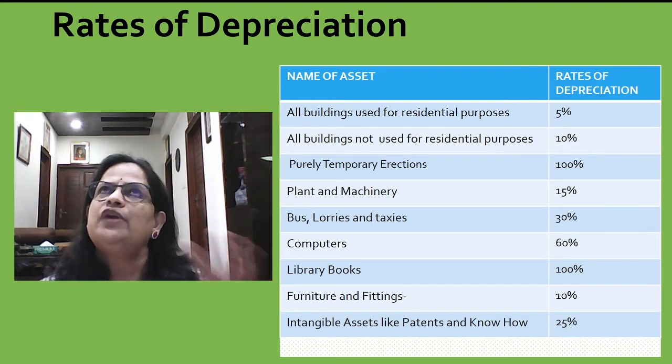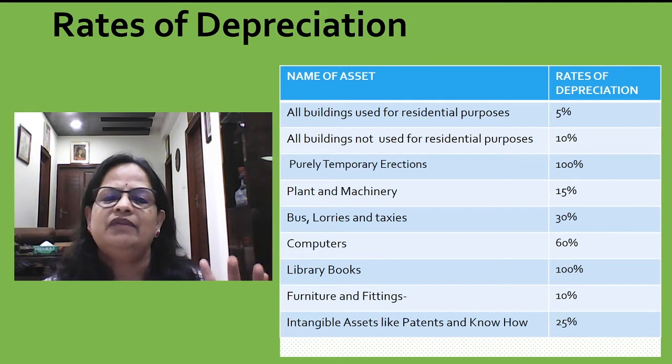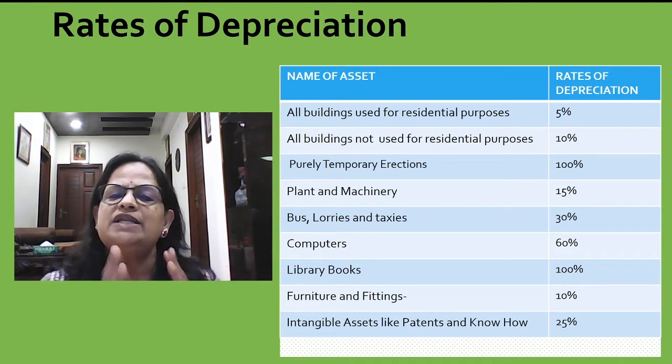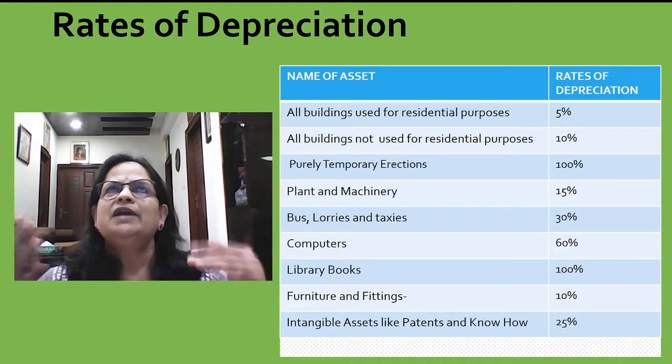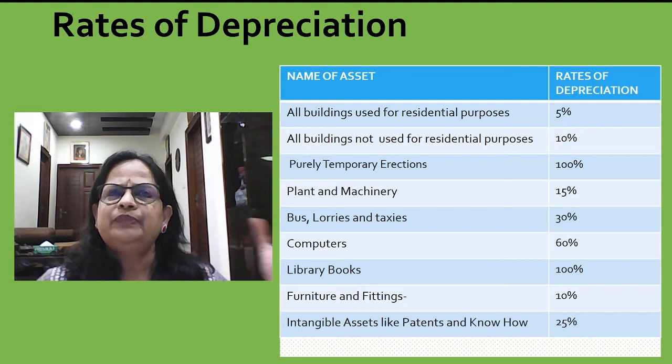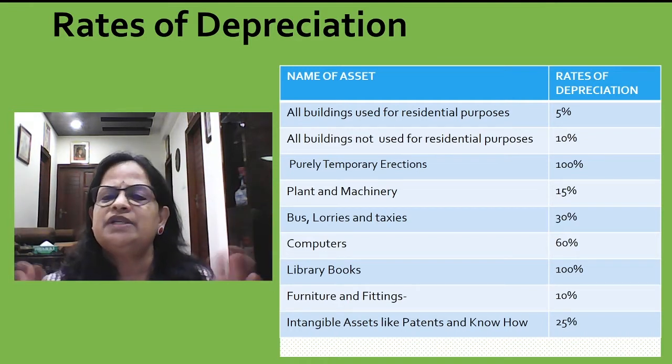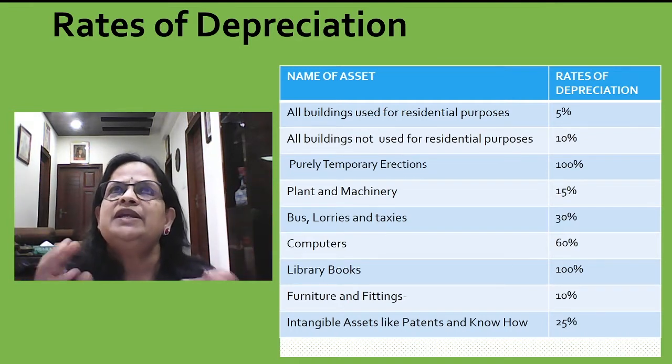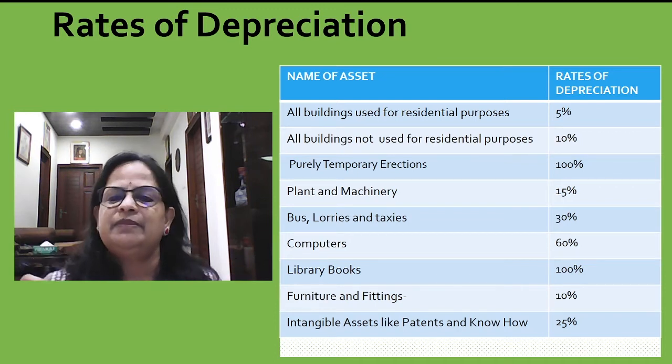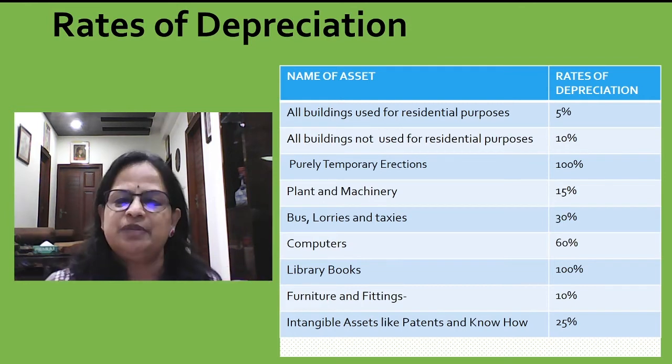All buildings used for residential purposes, 5% they are giving. All buildings not used for residential purposes, that means if it's a commercial building, 10%. Purely temporary erections, that means, see, sometimes for a fair, for a temporary festival and all, they will erect something. Just a temporary construction, that they will get 100% depreciation. Now plant and machinery, they will get 15%. Buses, lorries and taxis, they will get 30%. Computers will get 60%. Library books, 100%.